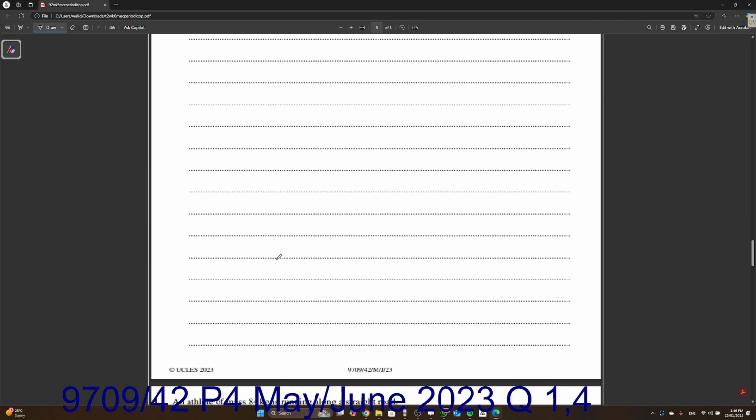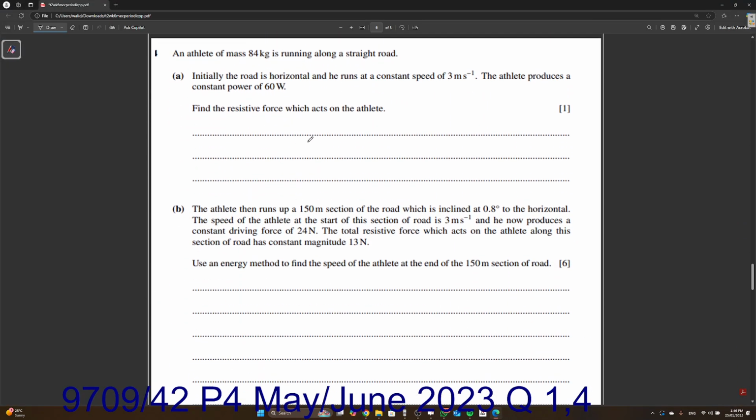Now we're gonna go to question 4. An athlete of mass 84 kilograms is running along a straight road. Initially, the road is horizontal and he runs at a constant speed of 3 meters per second. The athlete produces a constant power of 60 watts. Find the resistive force which acts on the athlete. What's the keyword here? It's constant speed of 3 meters per second.